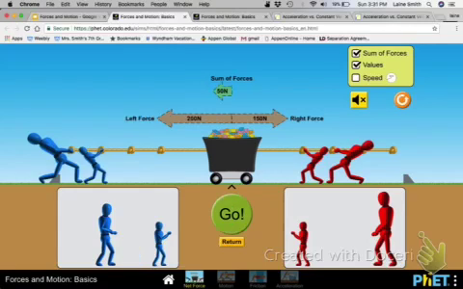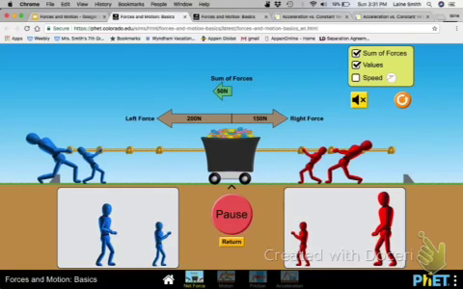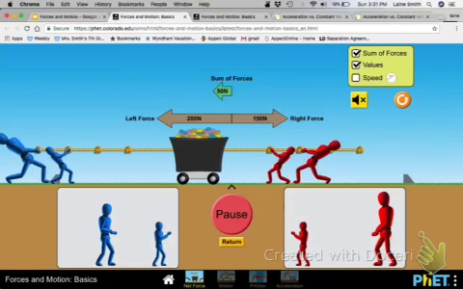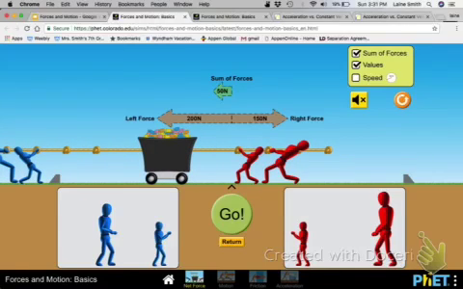So we're going to add another little guy on the left-hand side, and you can see now our leftward force is now 200, our rightward force is 150. So we have a net force, or sum of forces, of 50 newtons to the left. So when I hit go, the little cart of whatever that is, candy, should start moving to the left. And it does. Okay? So we'll pause that.